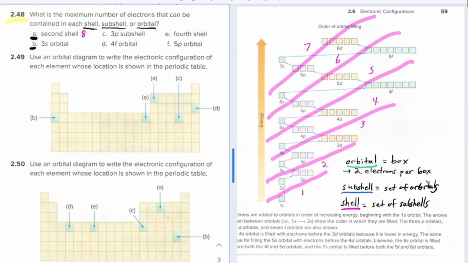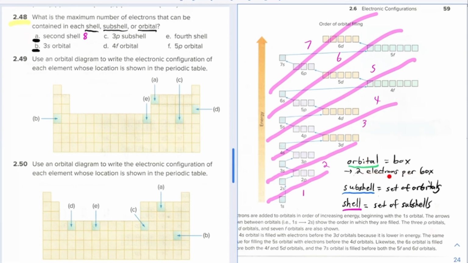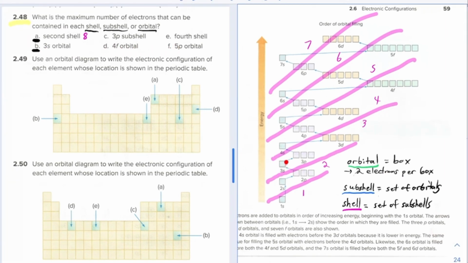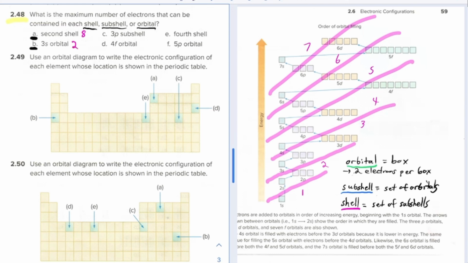How about the 3s orbital? Now, orbitals only hold 2 electrons. So it doesn't matter if it's a 3s orbital or a 4f orbital or a 5p orbital. The 3s orbital is this one. It can only hold 2 electrons. The 4f orbital, you've got a bunch of these, but each one only holds 2 electrons. The 5p orbital, you've got 3 of them, but each one only holds 2 electrons. So I'm going to write that down over here: 2 electrons for the 3s orbital, 2 electrons for the 4f orbital, and 2 electrons for the 5p orbital.